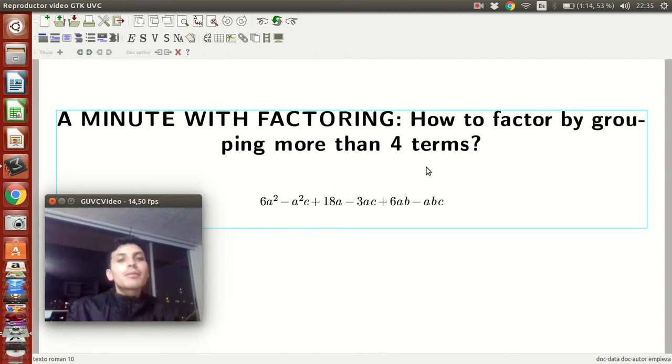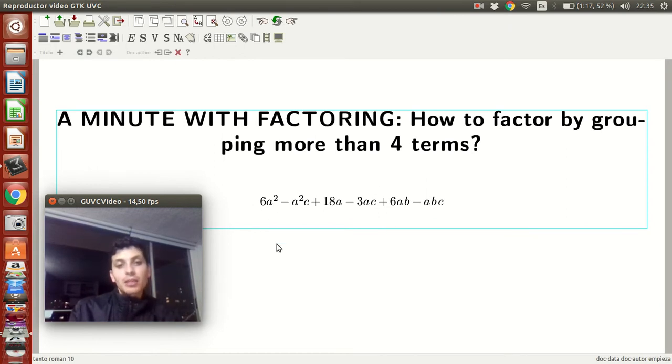Do you have problems to factor by grouping? Sometimes you don't believe that you can factor by grouping if you don't have more than four terms. Hi, this is a minute with factoring, and we're going to show the factoring by grouping when we have more than four terms.